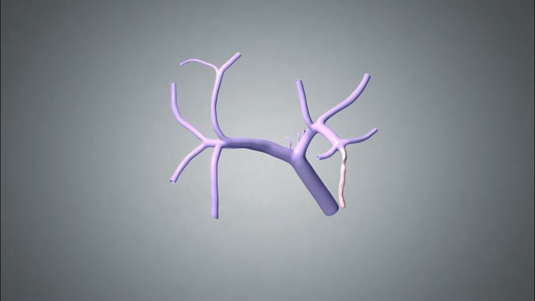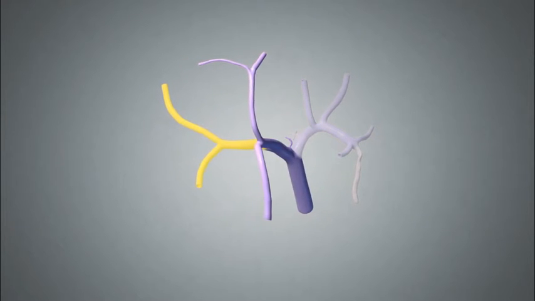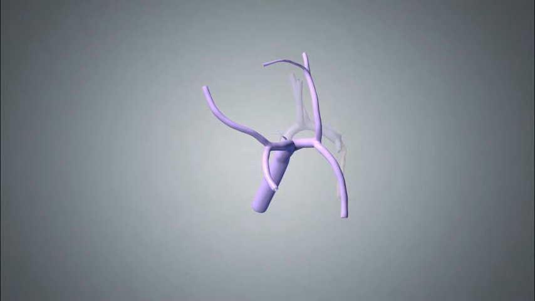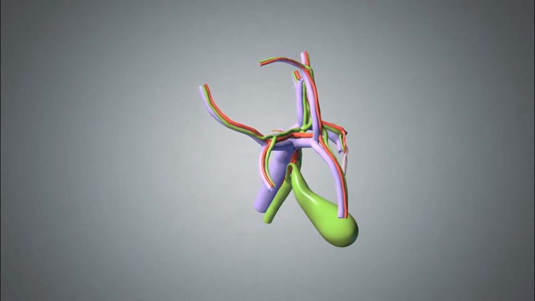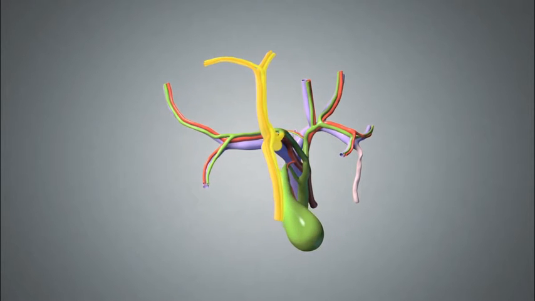The main portal vein branches into a right and left portal vein. The right portal vein branches into a right posterior portal vein and a right anterior portal vein. Along with the portal venous branches, there is also an artery and a bile duct. These 3 structures are contained within a single sheath and thus are referred to as the right posterior pedicle and the right anterior pedicle.